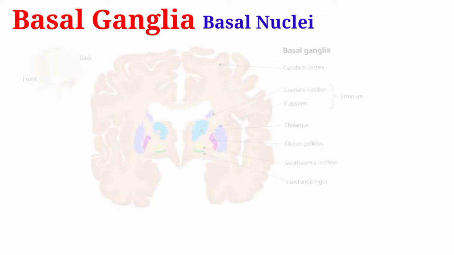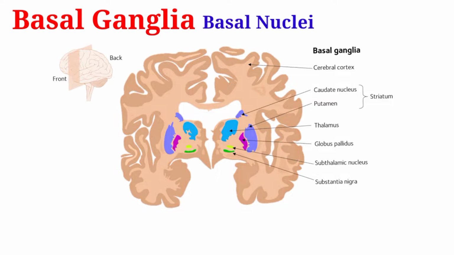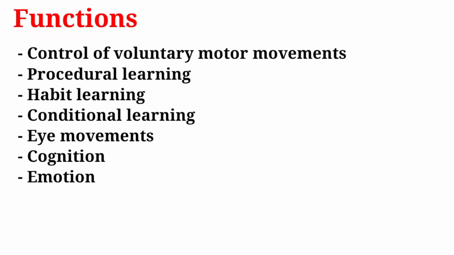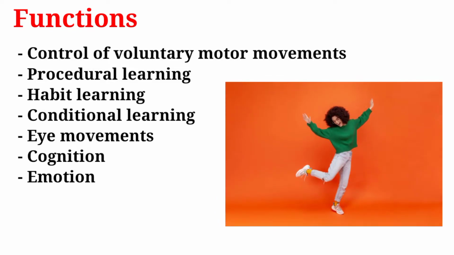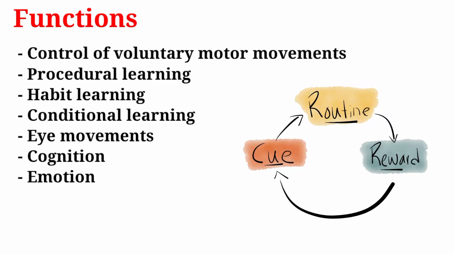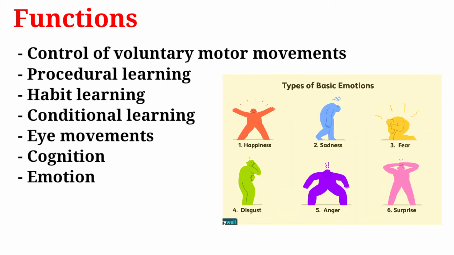Basal ganglia, which is also called basal nuclei, are a group of subcortical nuclei situated in the cerebrum. Basal ganglia are strongly interconnected with the cerebral cortex, thalamus and brainstem, as well as several other brain areas. The basal ganglia are associated with a variety of functions, including control of voluntary motor movements, procedural learning, habit learning, conditional learning, eye movements, cognition, and emotion.